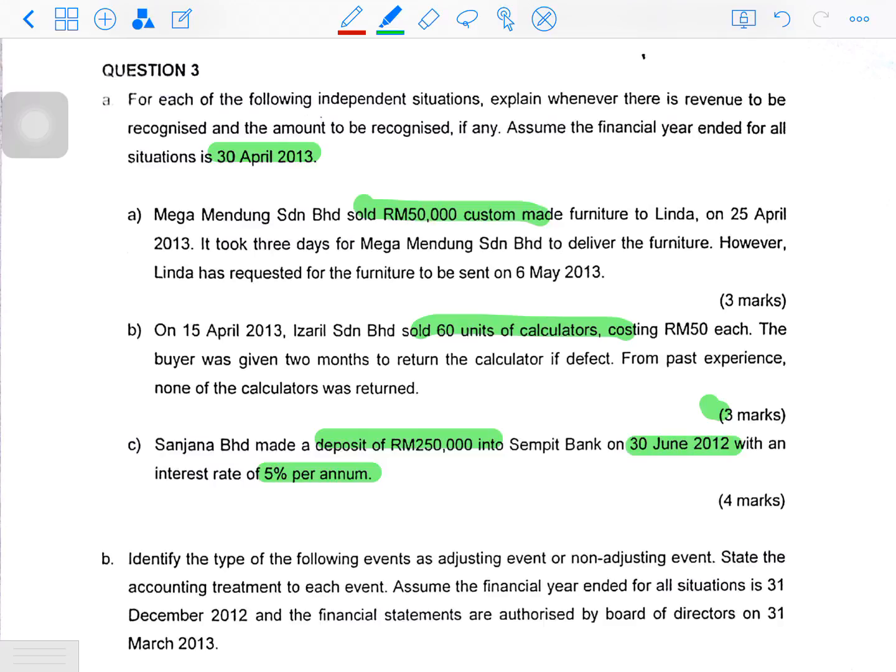Kita tengok soalan lain pula. Soalan May 2012. Okay. Discuss suitable accounting treatment for each of the independent statement below and state also the relevant amount. If necessary, assume the financial year end for all situation is 31st March. You have to assume 31st March. And the financial statement will be authorized for issue, yang ni untuk benda lain sebenarnya ni. Okay. Tapi yang pentingnya yang ni lah, 31st March 2000.